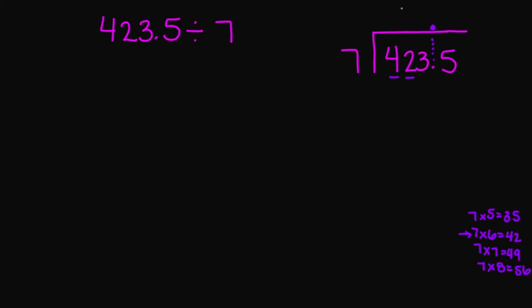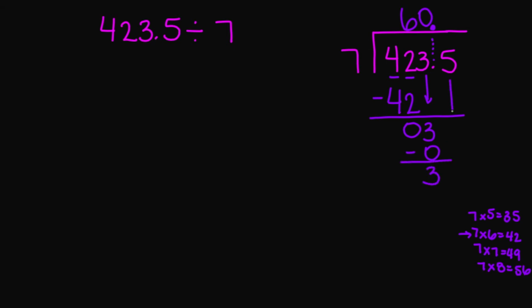So I'm going to write a 6 on top here, right on top of my 2. 7 times 6, we said was 42. 42 minus 42 is going to equal 0. I'm going to bring down my 3. 7 goes into 3 how many times? It doesn't go into 3 because it's too small. So I'm going to write a 0 on top here. 7 times 0 is 0. 3 minus 0 is 3.